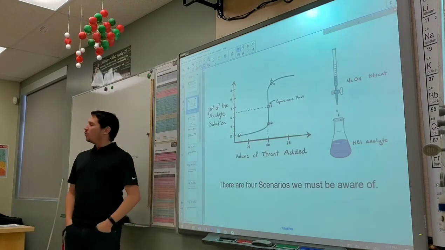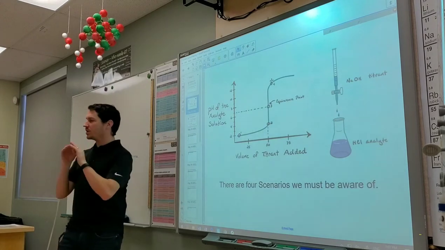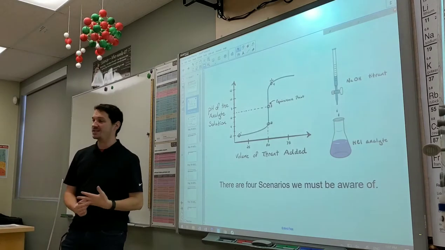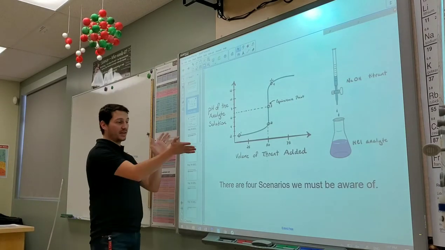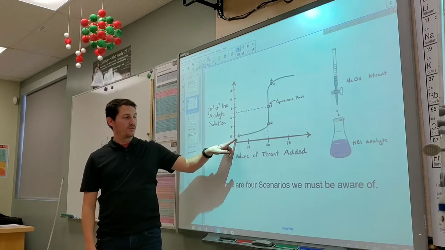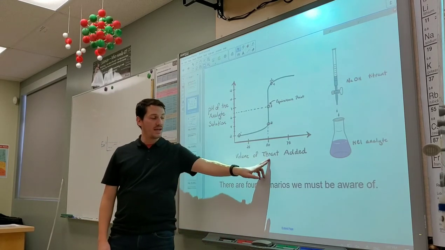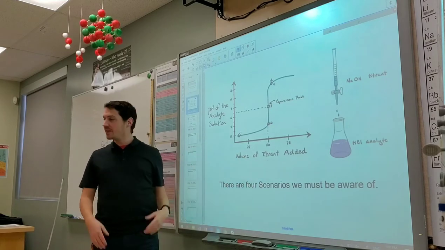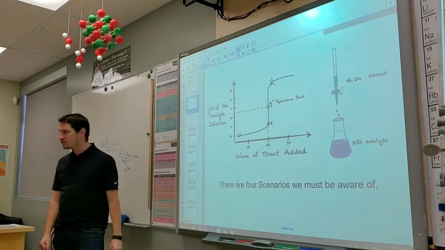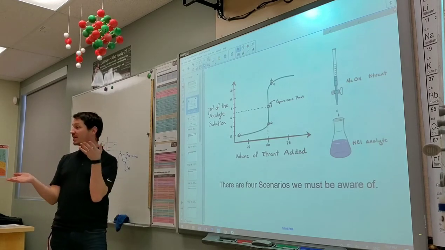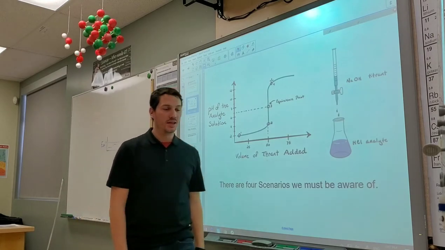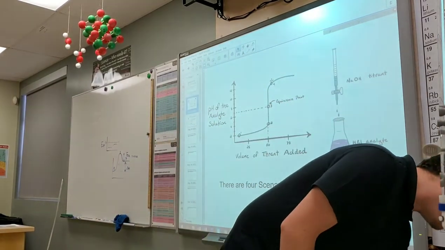A pH curve is a graph of the pH of a solution as we add either a strong base or a strong acid to it. So let's take a look at this. I want to know, at the very beginning of the graph, before I've added any titrant, were we dealing with an acid or a base? Acid. How do you know we were dealing with an acid? It's a pH of 2, which is less than 7, right? So we've got an acid in our analyte, or in our Erlenmeyer flask.